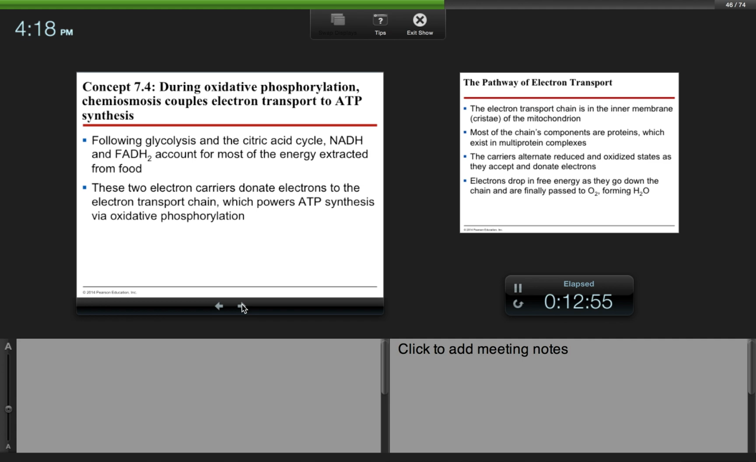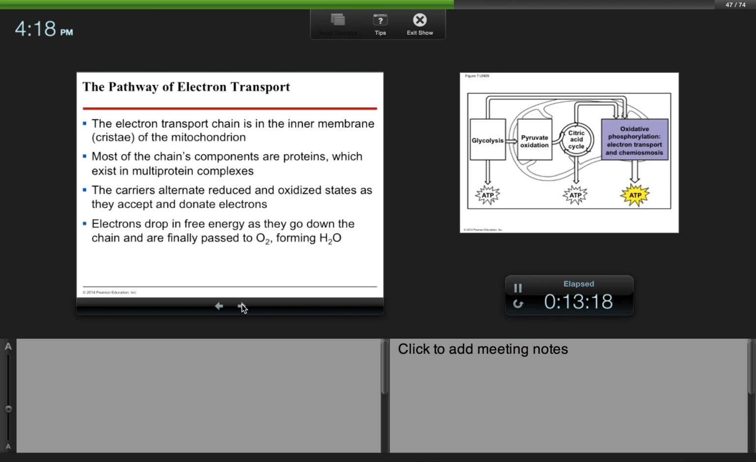Following glycolysis and the citric acid cycle, NADH and FADH2 account for most of the energy extracted from food. These are electron carriers that will bring their electrons to the electron transport chain. Those electrons will fall down the electron transport chain, generating energy, and it's an exergonic fall. They'll fall down to oxygen, which is the final electron acceptor.